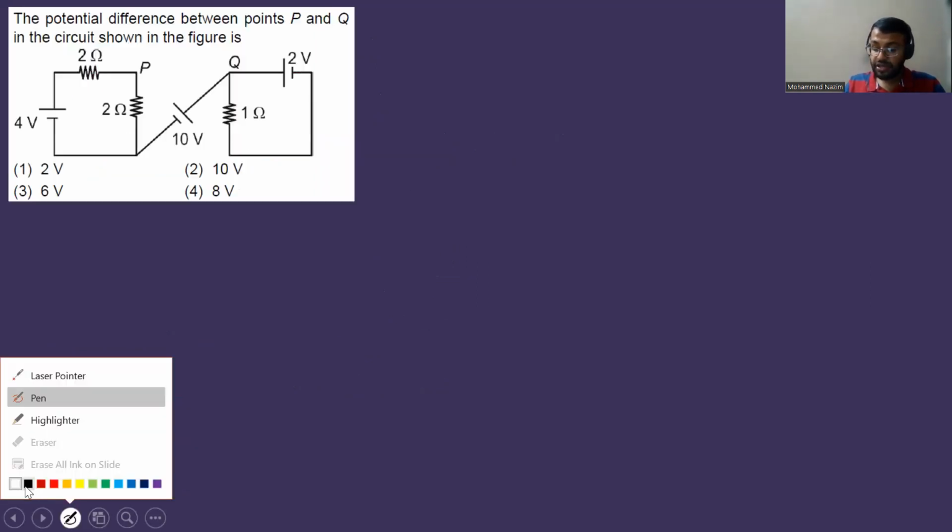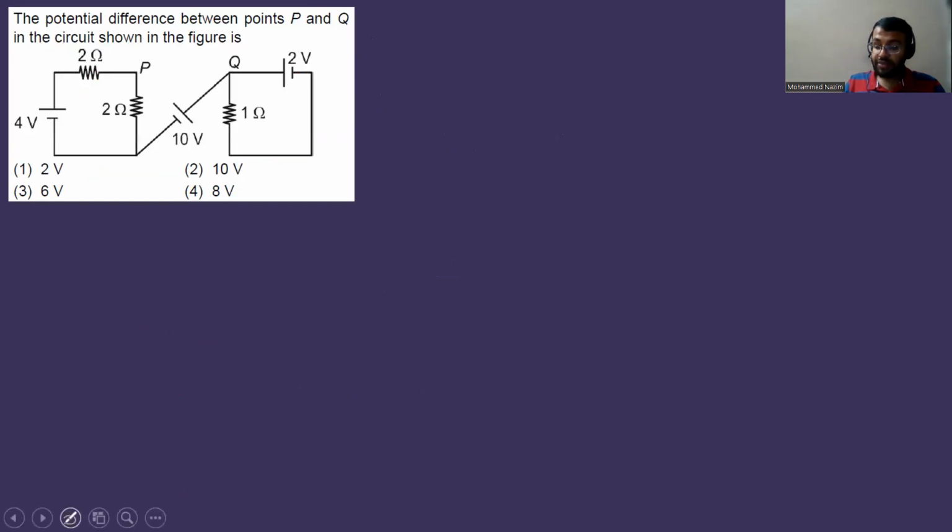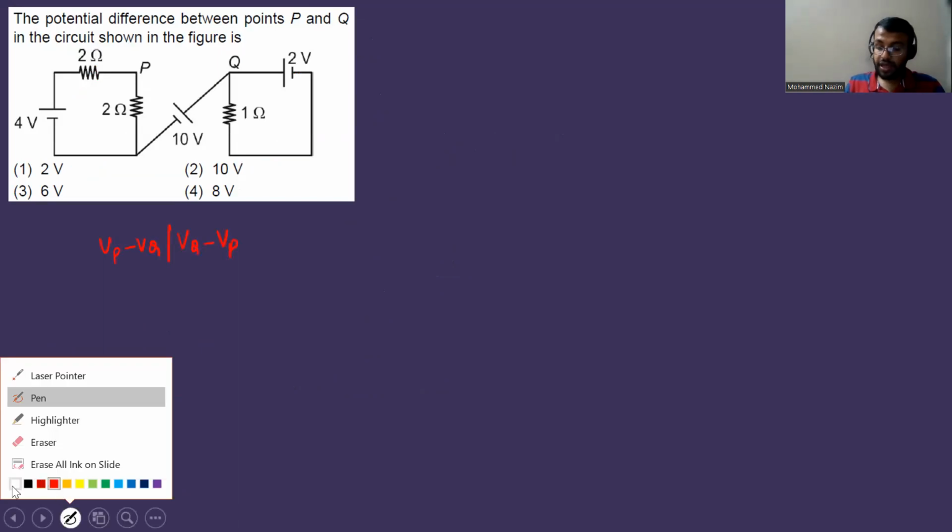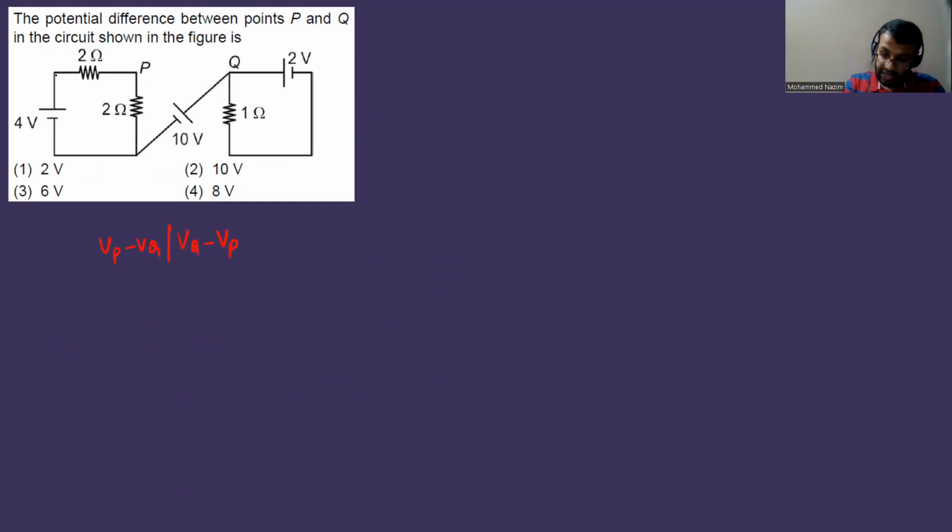Next question. The potential difference between the points P and Q. Again, he's asking us potential difference. So we can consider it as VP minus VQ or VQ minus VP, because he has not specified what we need to find. So we can find either of these. Now, you need to understand one important point. Whatever current leaves the positive terminal, let us say I, the same current should enter the negative terminal back. You know this point. Yes or no?